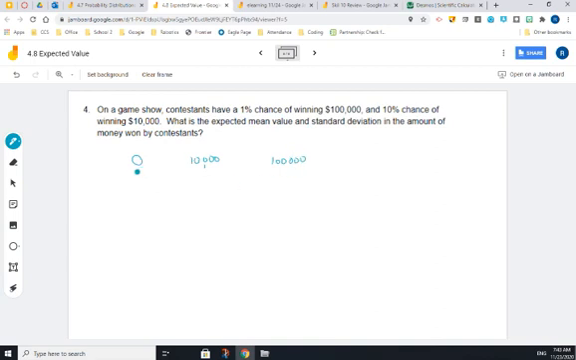Okay, the chance of them winning $0 we'll get to in a second. The chance of them winning $10,000 is 0.1. The chance of them winning $100,000 is 0.01. Okay, so knowing that this is a probability distribution, we can figure out the probability that they win $0. It's 0.89. Okay, so use what we have right there and figure out what our expected value would be. Remember you're going to multiply these and you're going to add them together. And so when you do, you get an expected value of $2,000.